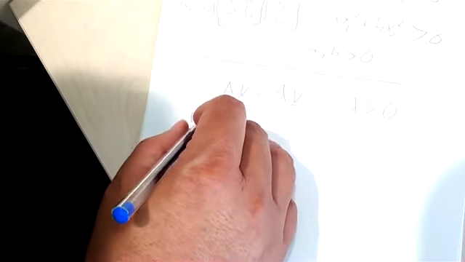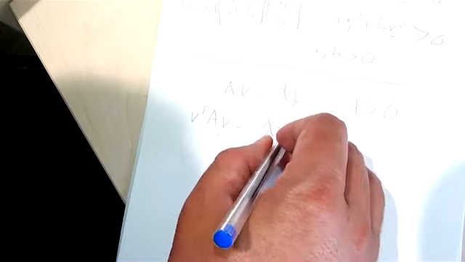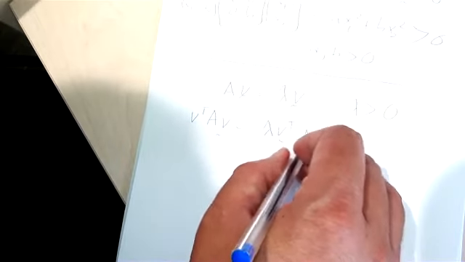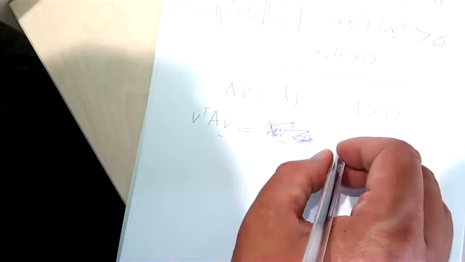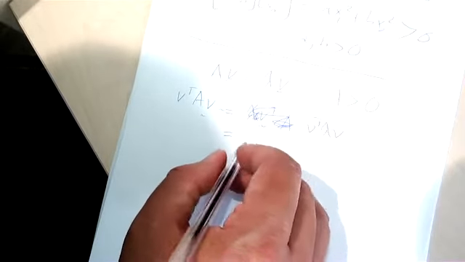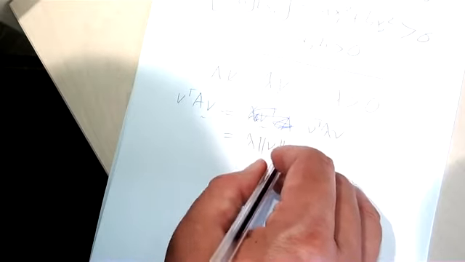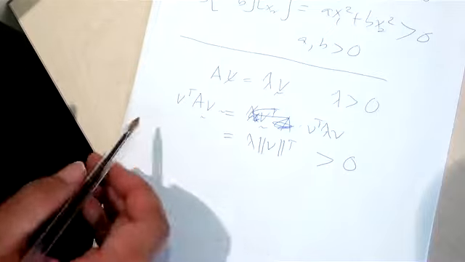Then at least you know that v transpose Av will be lambda v times v transpose, no sorry, lambda times v transpose v. So it will be lambda times the norm of v squared. So it's positive. So at least you know that for the eigenvectors.